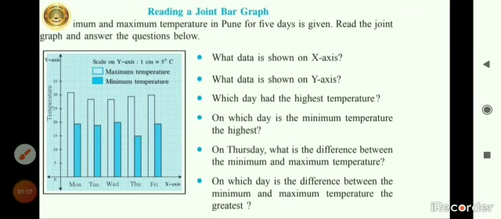Okay students, write down all these answers in your graph book, complete it. So students, today we learned about the bar graph and reading of joint bar graph and some important points while drawing the graph.